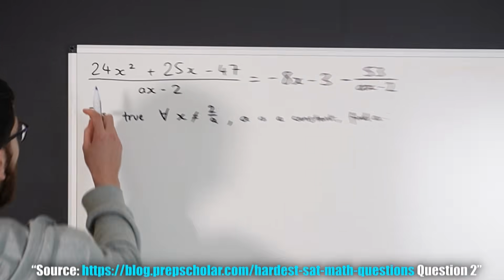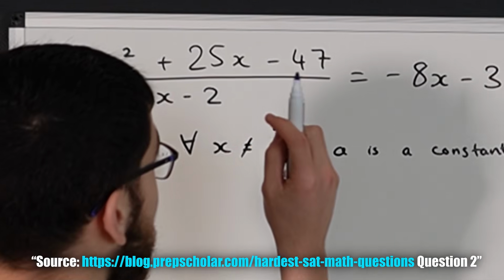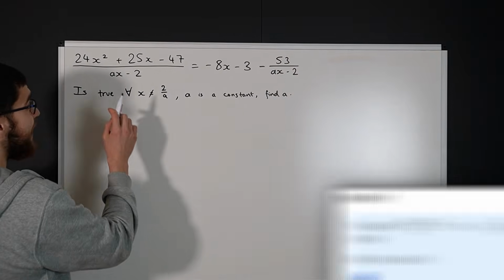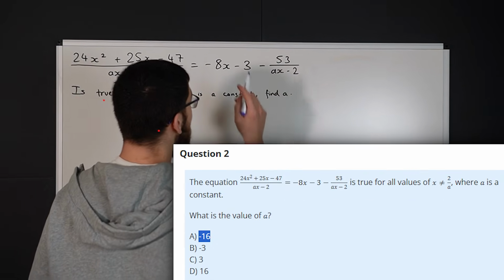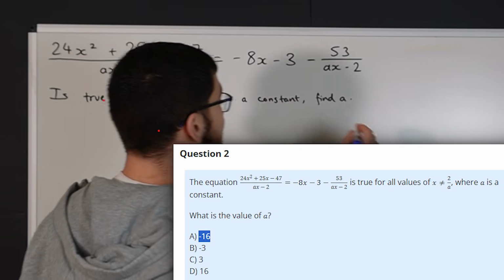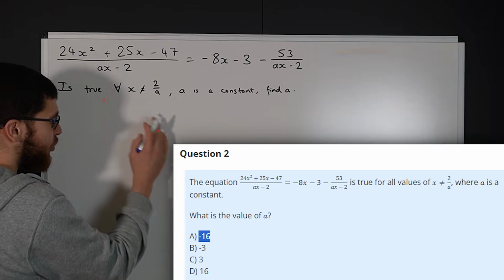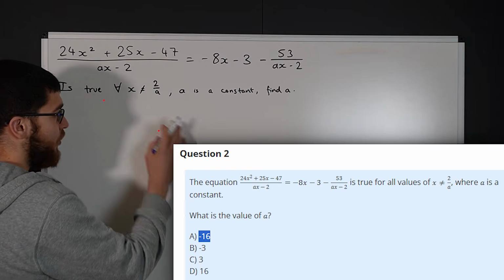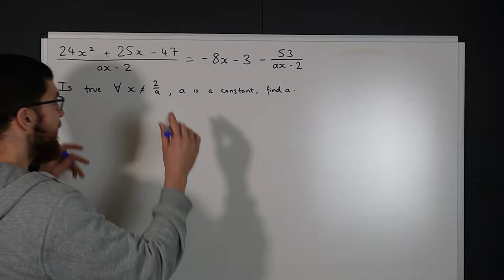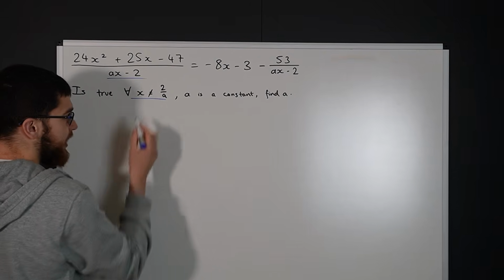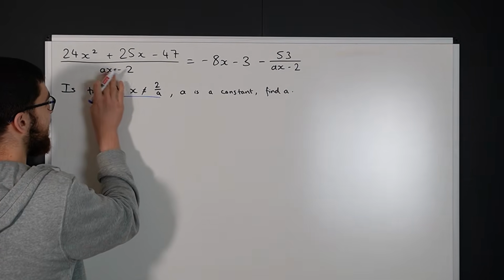So the question is (24x² + 25x − 47)/(ax − 2) = −8x − 3 − 53/(ax − 2) is true for all a where x is not equal to 2/a. So a is a constant, find a, okay? Obviously this is just saying that these denominators can't be 0, so we can basically ignore that.